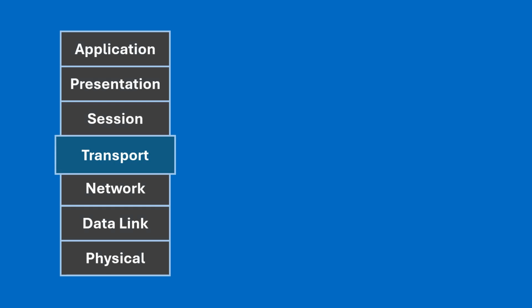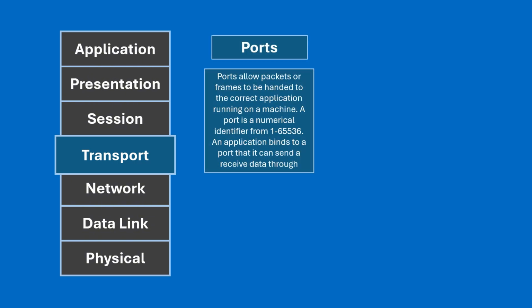Layer 4 of the OSI model is the transport layer. One of the functions of Layer 4 is ports. Ports allow packets or frames to be sent to the correct application running on the device. A port is a numerical identifier from any number between 1 and 65,536. An application binds to a port so that it can send and receive data while also allowing other applications to run using different ports.